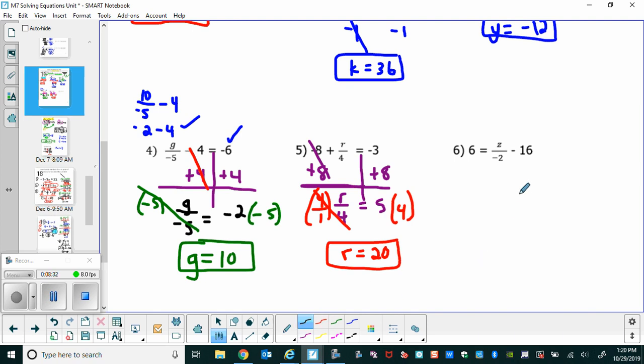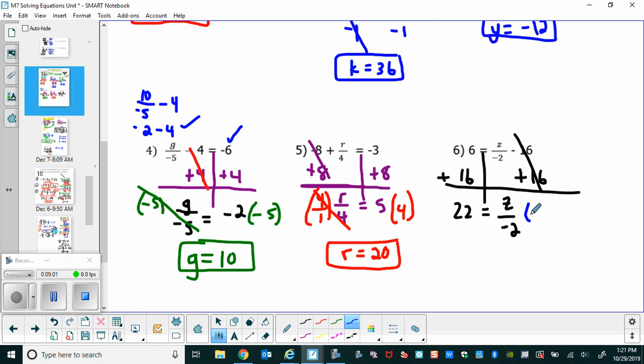And last but not least here, we have z over negative 2 minus 16 equals 6. So we're going to drop our line and we're going to add 16. Notice I'm writing it right below the minus 16 to see that that cancels out. Here's my plus 16 over here. And on this side, that's going to be 22. All right. Now we have the z over negative 2 left over. So for our final step, we're going to multiply both sides by the denominator. And multiply here by the denominator of negative 2. So we get a negative 44 on this side. And over here, this cancels out, and we're left with z.